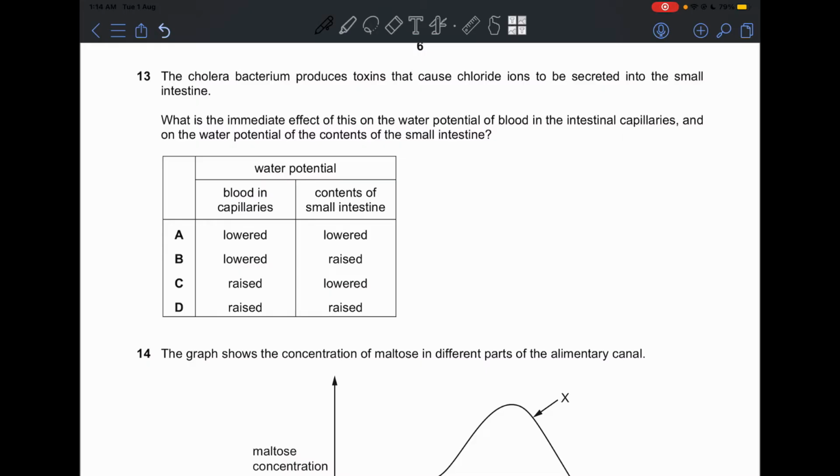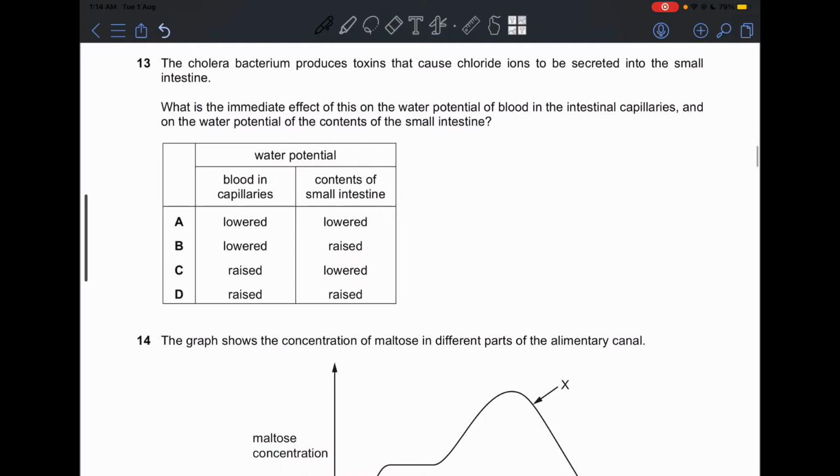What is the immediate effect of this on the water potential of blood in the intestinal capillaries and on the water potential of the contents of the small intestine? Now we know that water moves from high water potential to low water potential, and so the blood has a lower water potential than the stomach. So the water potential is going to increase there, and it's going to be decreased in the small intestine because there is an increase in the chloride ions. So our answer is going to be C.